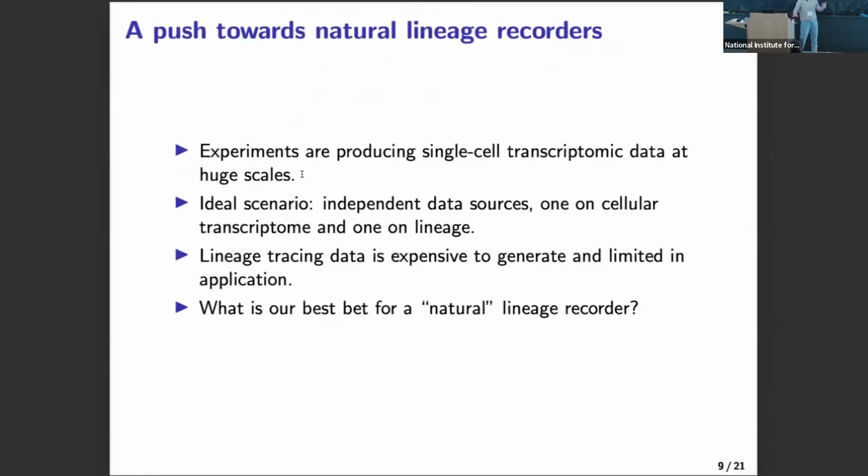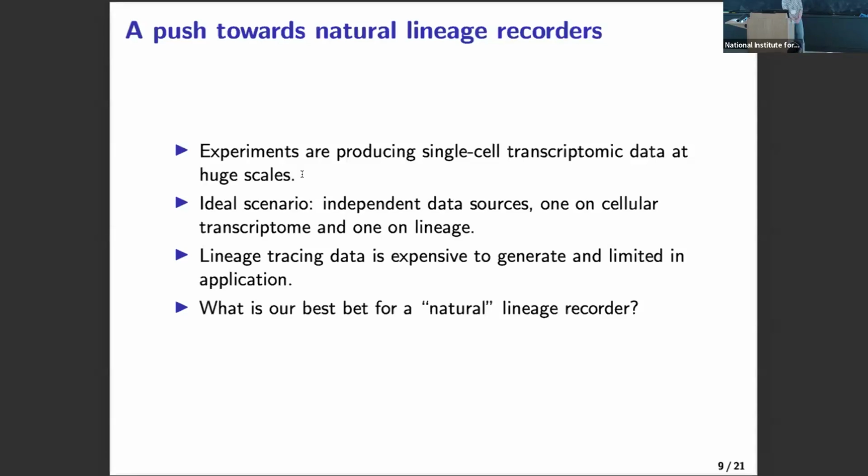Given that we have this high quality lineage tracing data, what's left to do? Why am I asking this question? I alluded to this before. The problem is that these lineage tracing experiments are very expensive. They're very technologically demanding. Not a lot of labs can do this, and not a lot of labs routinely produce this data. Single cell RNA-seq is, by contrast, very commonplace, and there are a lot of these data sets around.